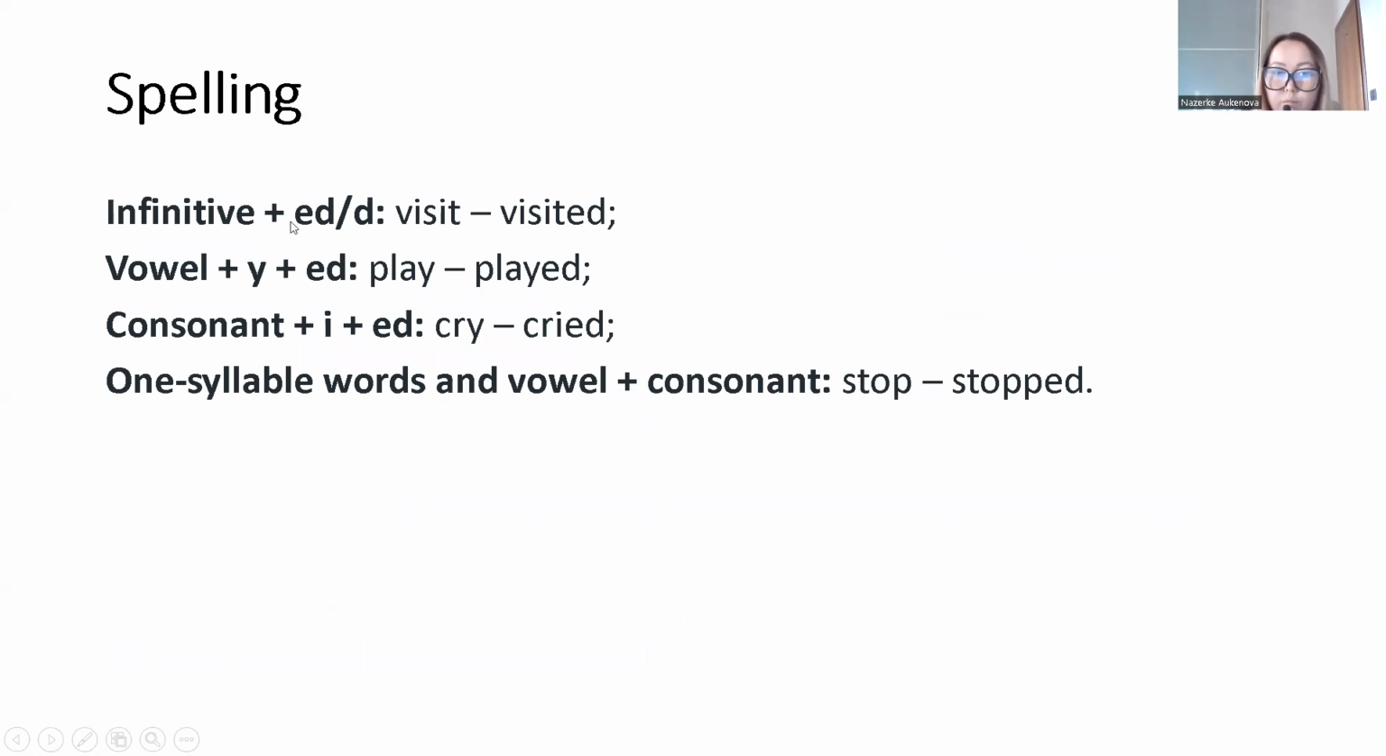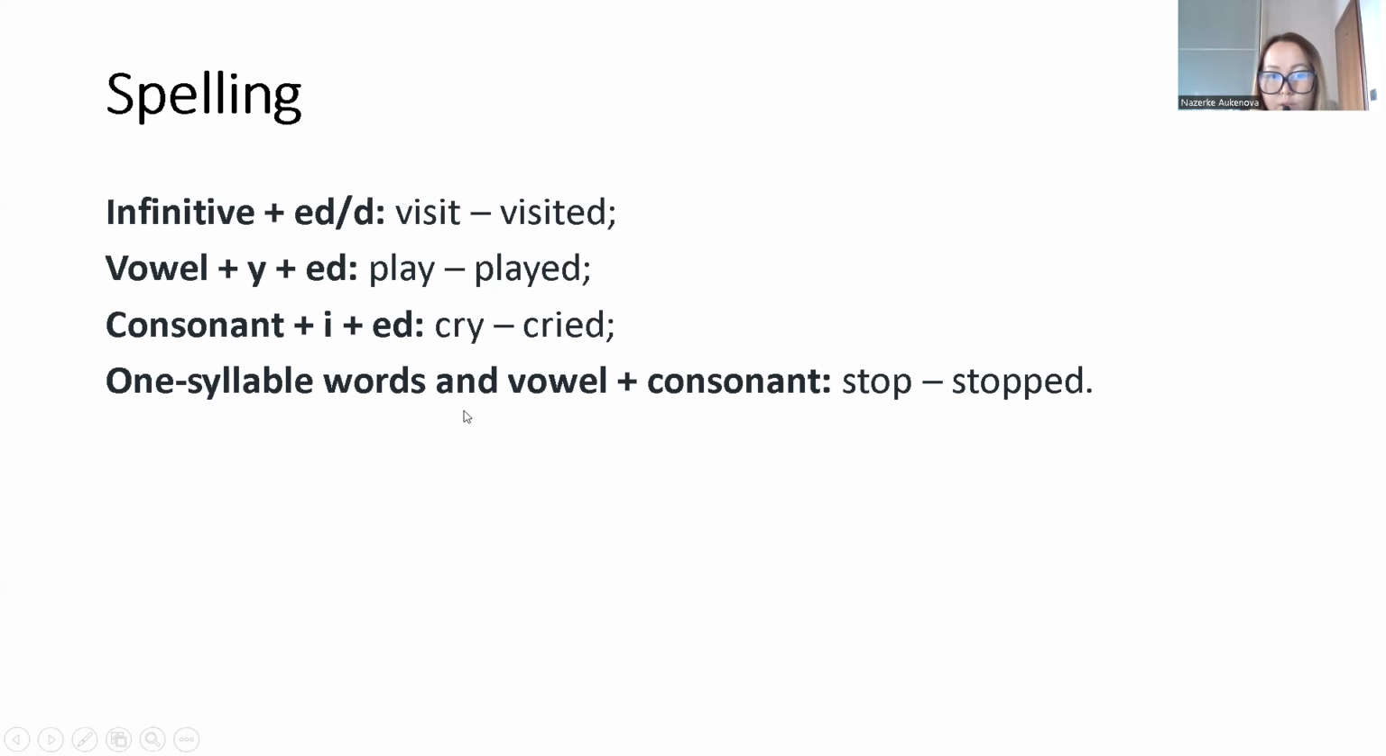So infinitive plus ed or d, like visit. We have to pronounce it like visited. Yeah. And then vowel sound Y: if it's a vowel before Y, we have to add ed. For example, play, played. If it's consonant Y, we need to change Y to I and then add ed. I have already explained it in the example, like cry. So cry ends with Y, we have to change it to I and then add ed, cried.